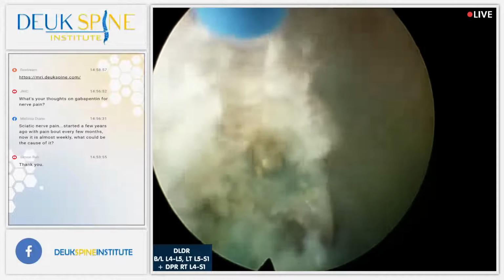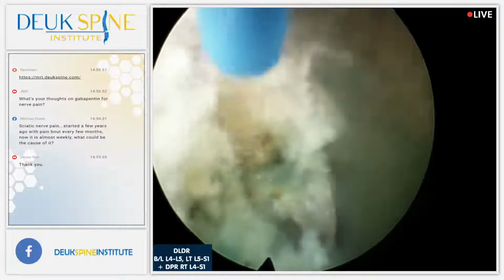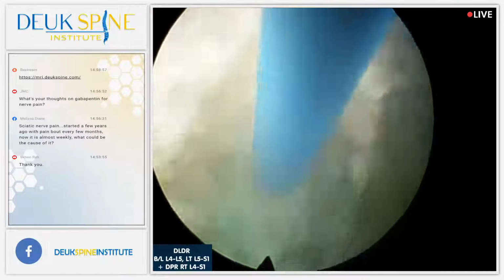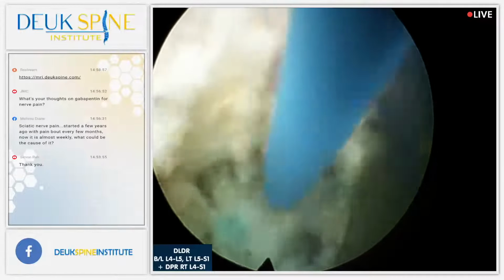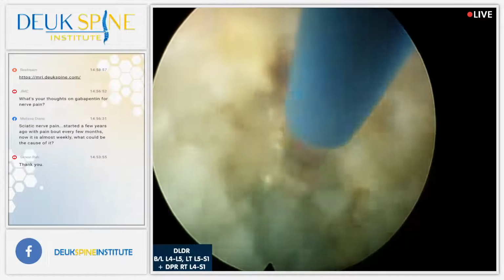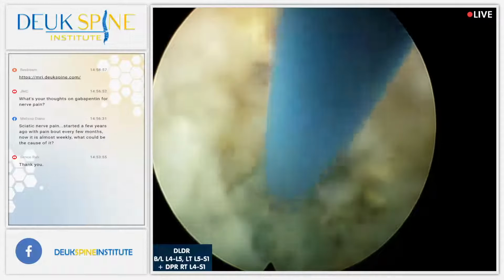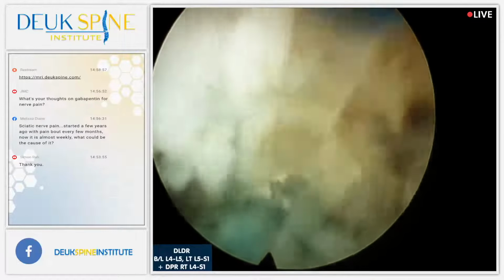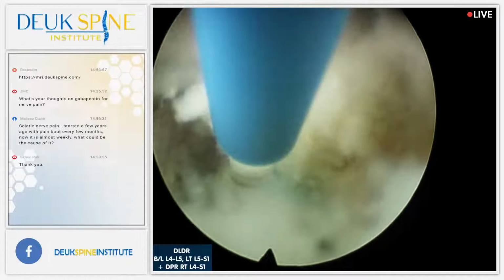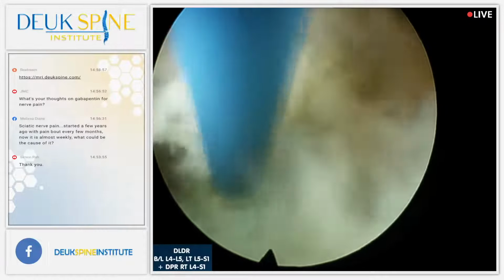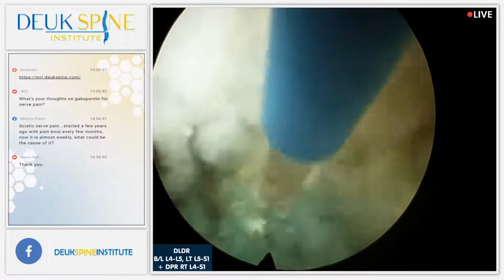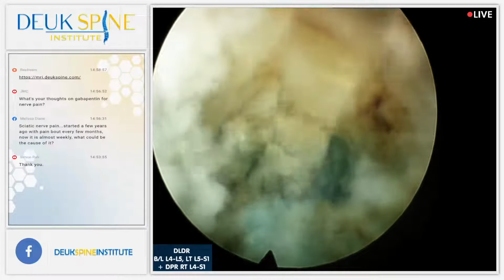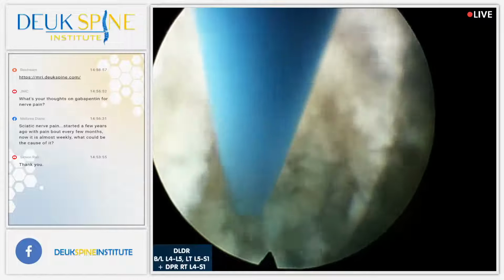Great question. What are my thoughts on gabapentin for nerve pain? So let me preface this by saying I'm a neurosurgeon. Neurosurgeons use gabapentin for things like seizures. That's what they were originally for. And then people that were getting gabapentin for seizures realized that their leg neuropathy pain got better. So doctors started prescribing it for pinched nerve symptoms, neuropathy or radiculopathy, okay? So it started out as a seizure medicine back in the 90s and became a treatment for leg pain, sciatica.